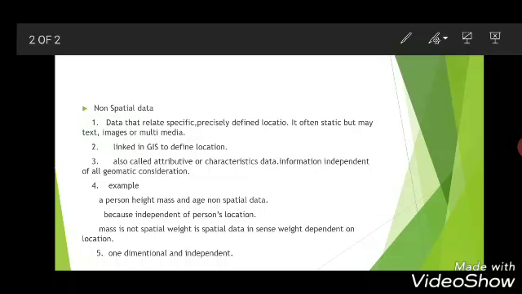To understand non-spatial data clearly, we take an example. A person's height, mass and age are non-spatial data because they are independent of the person's location. It's interesting to note that while mass is non-spatial data, weight is spatial data in the sense that something's weight is very much dependent on its location. And it's possible to ignore the distinction between spatial and non-spatial data. However, there are fundamental differences between them. Lastly, non-spatial data are generally one-dimensional and independent. Thank you.